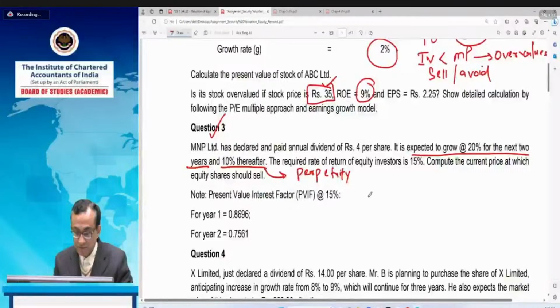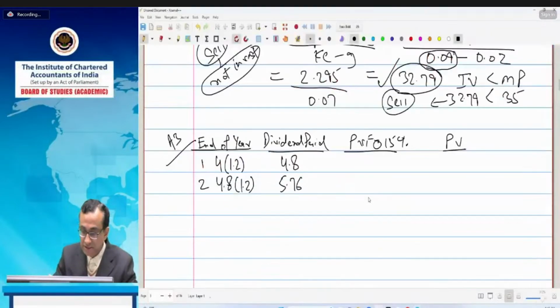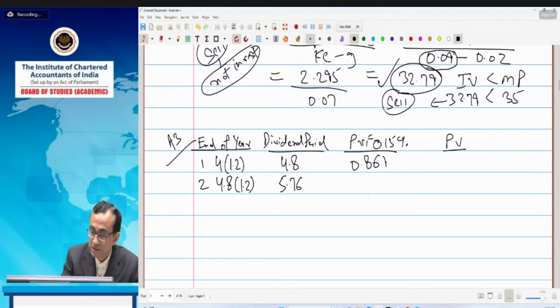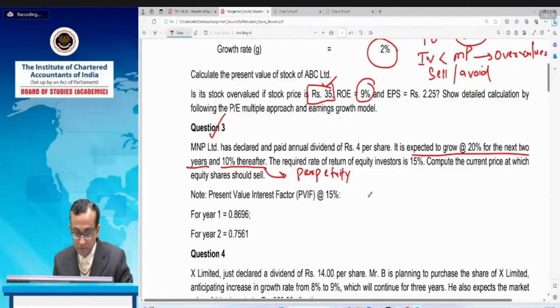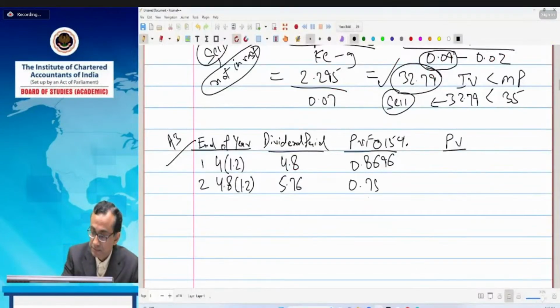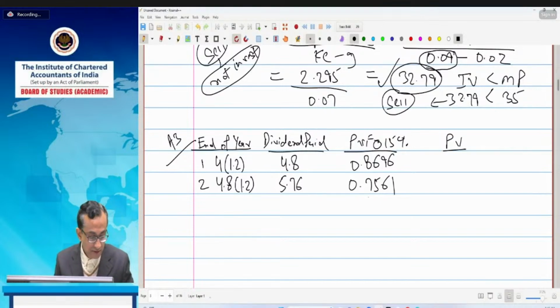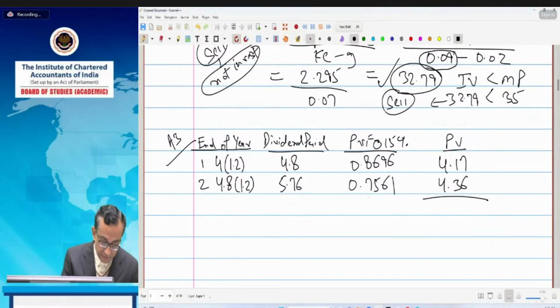The discount rate is given in the question itself. Year 1, 0.8696, and year 2, 0.7561. Let us calculate this, and it is basically coming to 4.17 and 4.36. So let us add these two figures. 4.17 plus 4.36 is coming to 8.53.